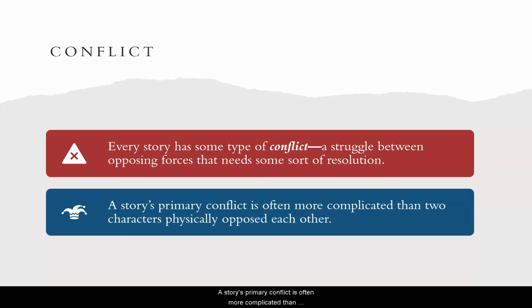A story's primary conflict is often more complicated than just two characters physically opposing each other, right? It's not always this A versus B. A lot of times conflict is more layered than that. It's more internalized. It's more discrete. So it's something that we really pay close attention to when we're looking at plot.